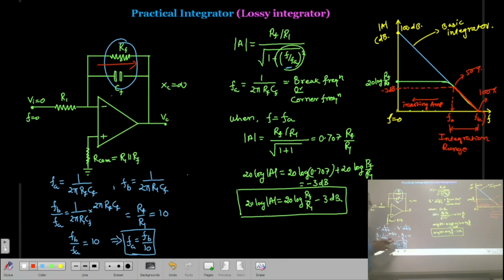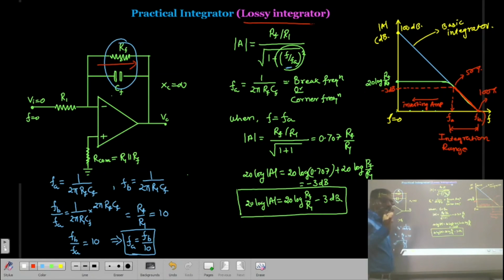So when my input signal or the input frequency is 0, then the current is not flowing through the capacitor because it behaves like an open circuit. The current will pass through the resistance RF and there will be a power dissipation in RF. So that is a loss of energy, and due to that this is known as a lossy integrator.